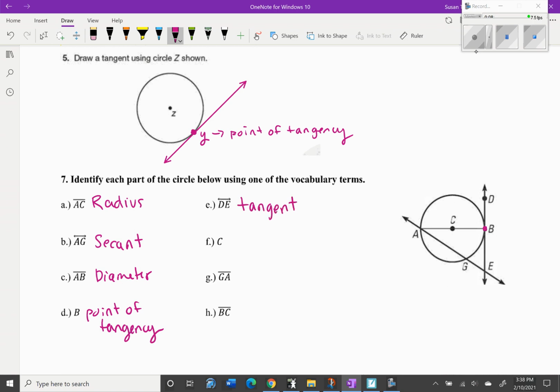C is the center of the circle. GA, notice that this does not have the arrows above it, so that's just a chord. And BC is also a radius.